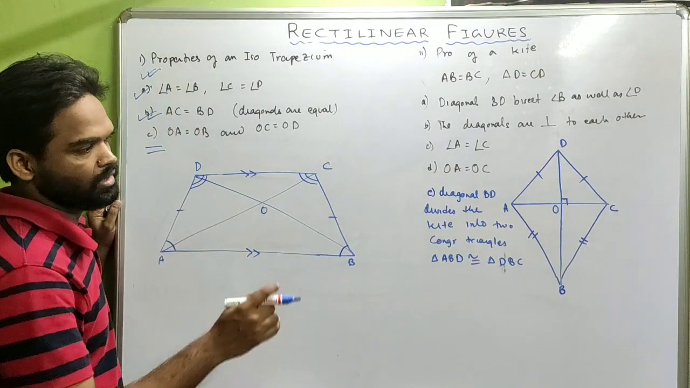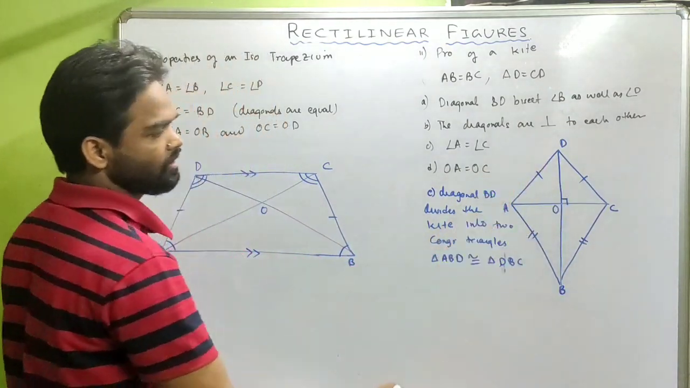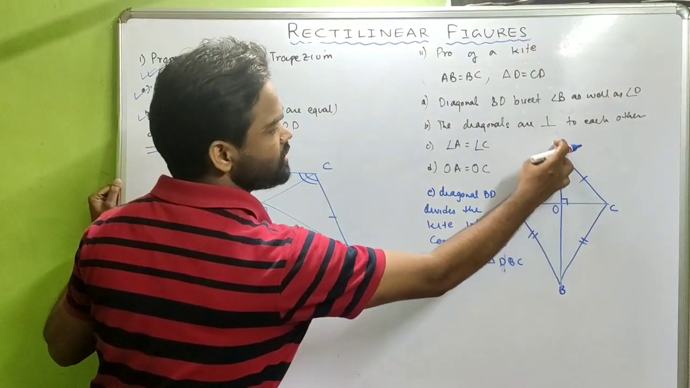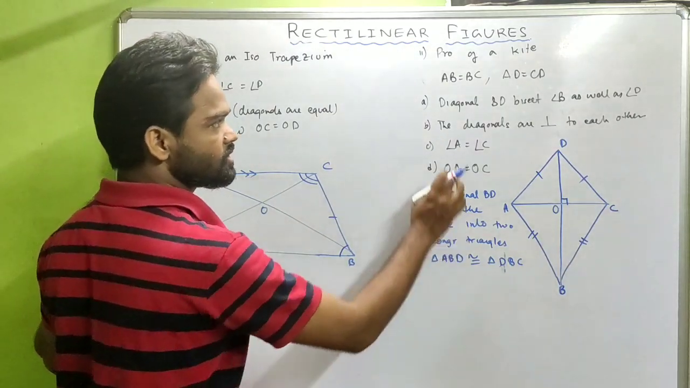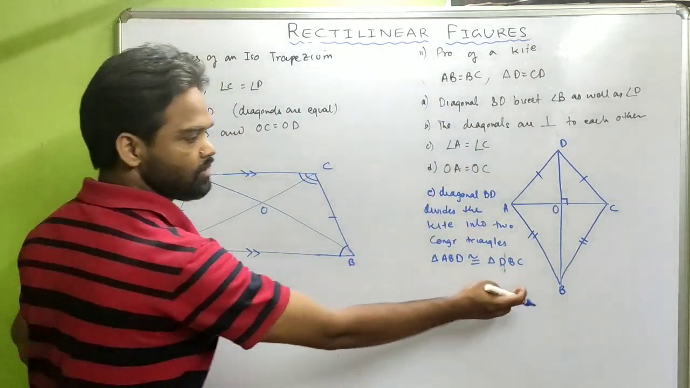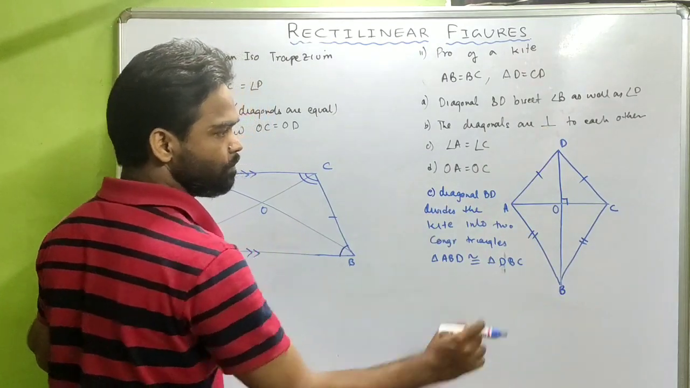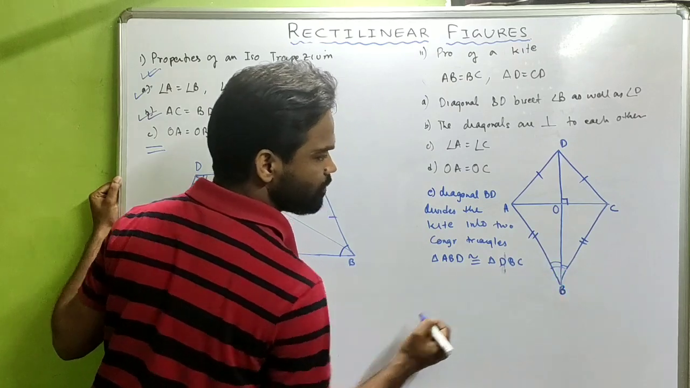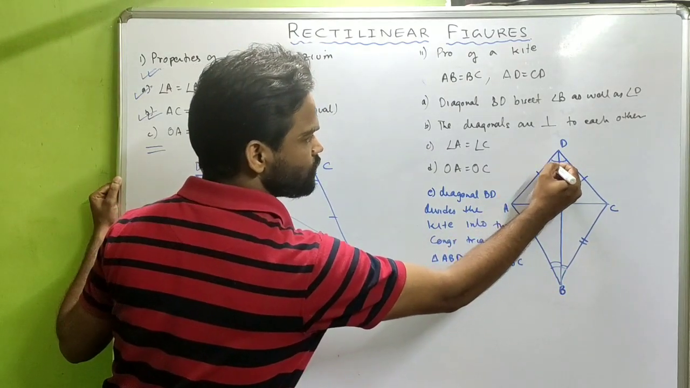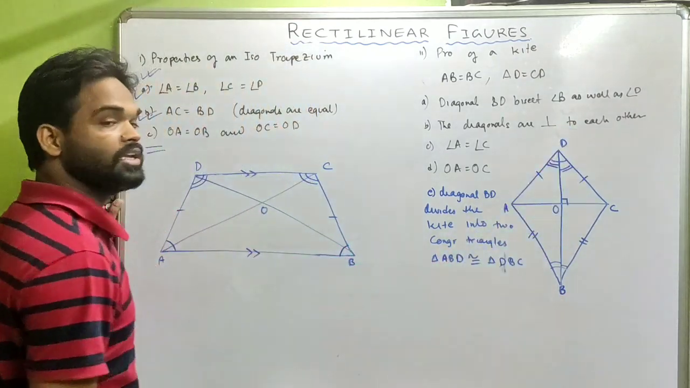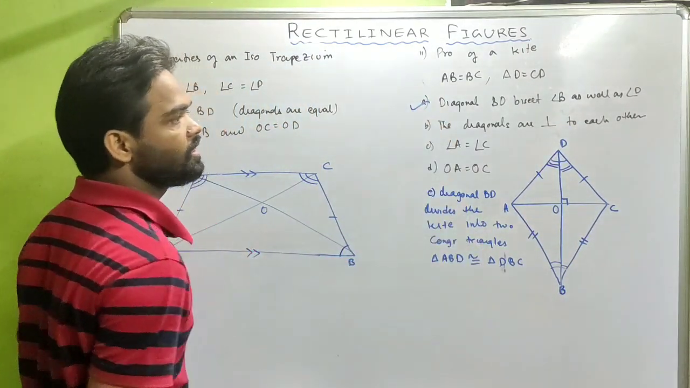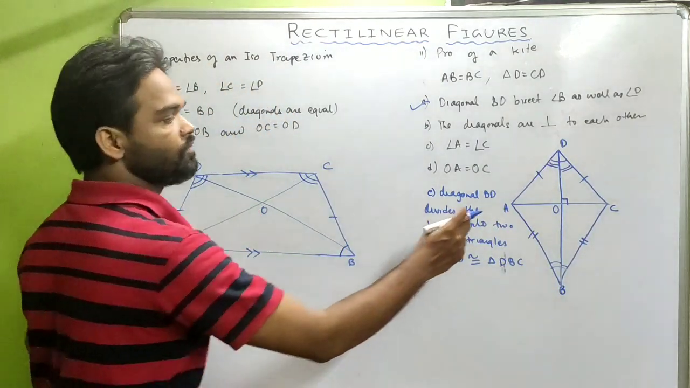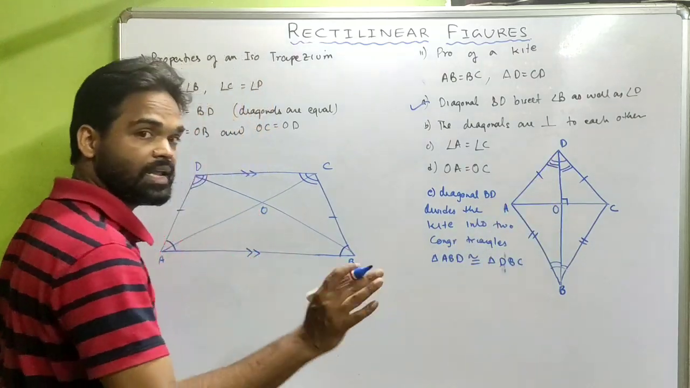See, I've drawn a kite ABCD where AB and BC are equal. Two pairs of adjacent sides are equal. CD and AD are equal. So in this case, the diagonal BD bisects angle B into two equal halves, which means this angle and this angle will be equal. And it bisects angle D also, which means this angle and this angle will be equal. The first property. Second, the diagonals are perpendicular to each other, which means AC and BD are perpendicular to each other, which means AOD is 90 degrees.